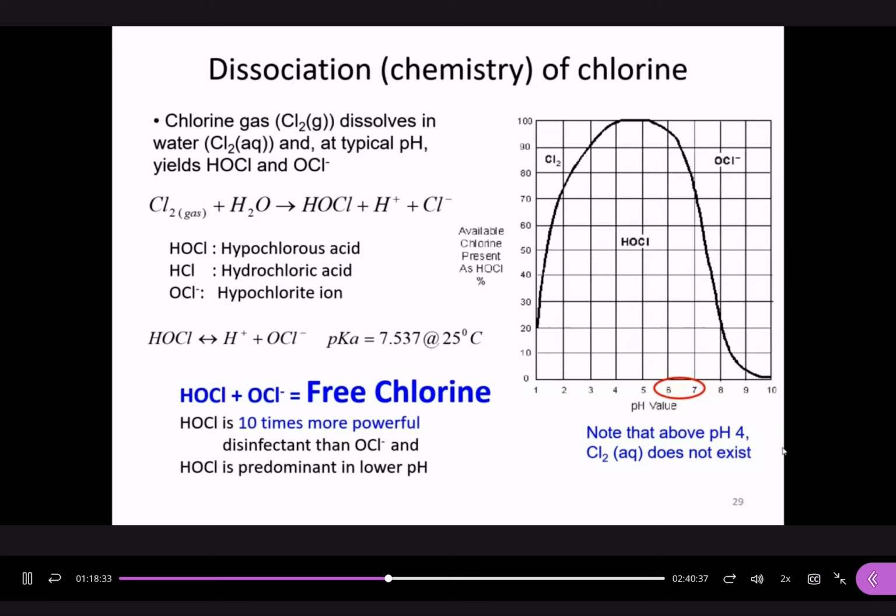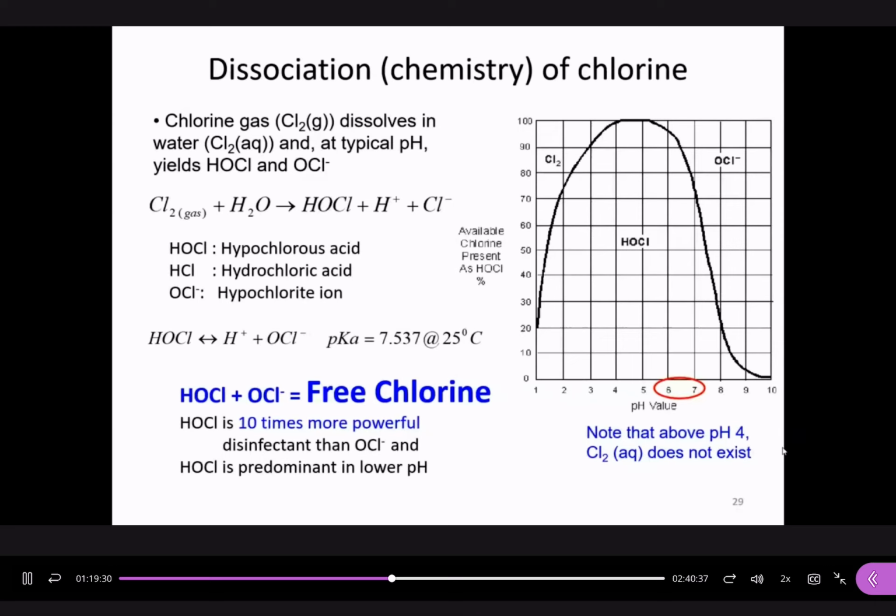And what is free chlorine? Hypochlorous acid plus hypochlorite. That is free chlorine. Hypochlorous acid is 10 times more powerful than hypochlorite. Therefore, at higher pH, you need more, because you have more hypochlorite. Look at this speciation of free chlorine. With the increase of pH, especially above 7, the hypochlorous acid ratio substantially decreases.